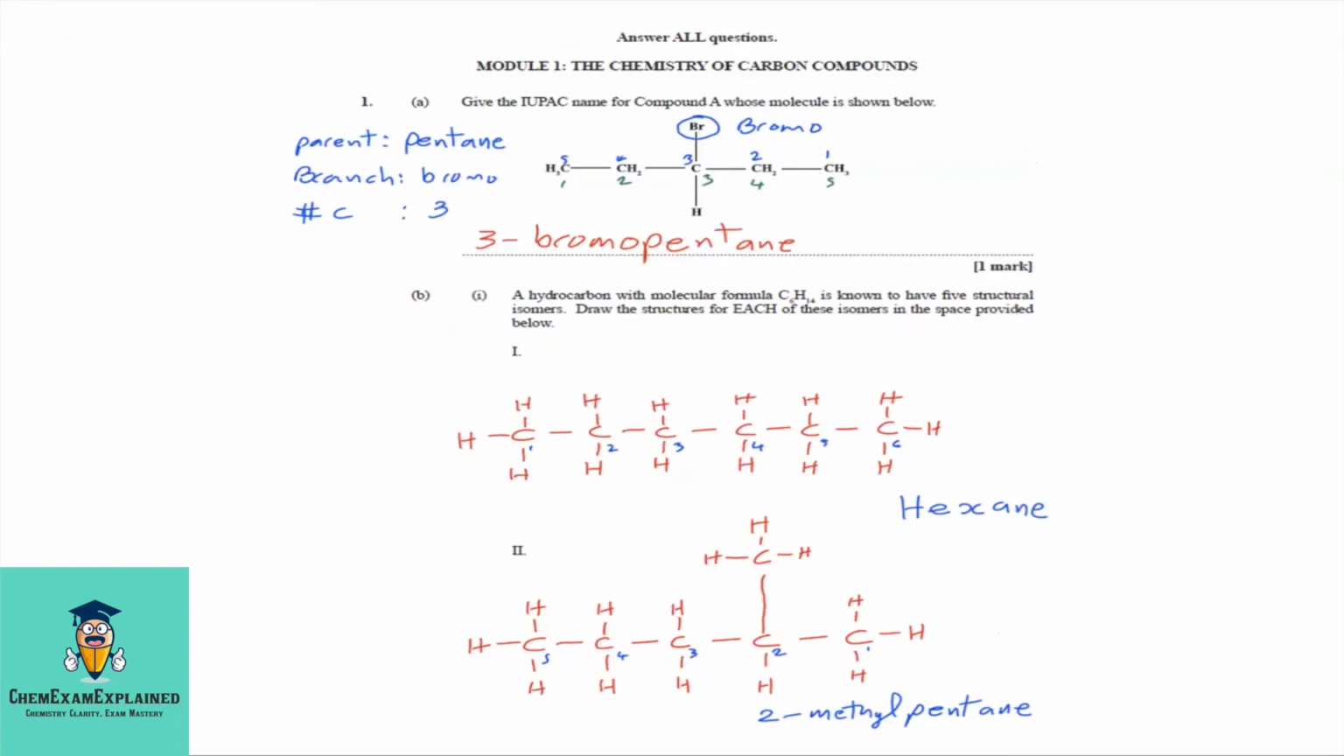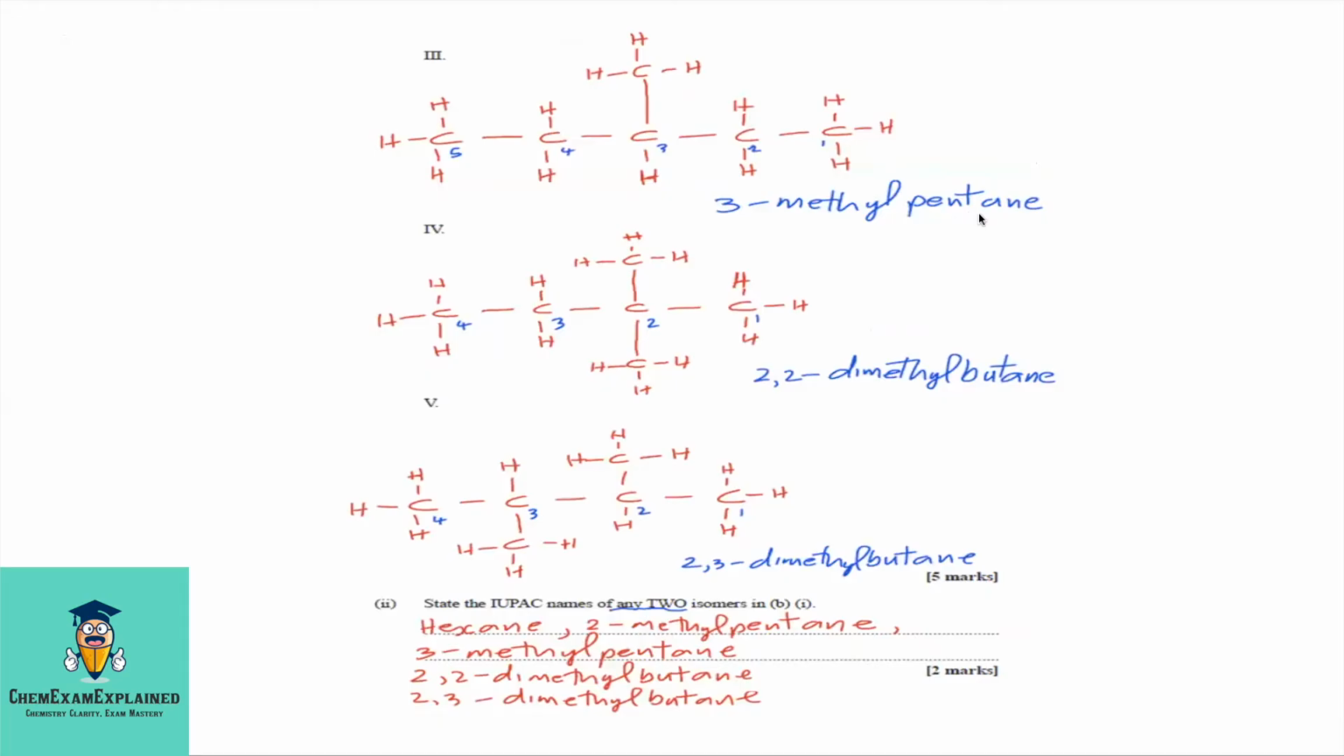So based on what we just did, you'll see that we have for part 1 here hexane, then 2-methylpentane, then 3-methylpentane, then 2,2-dimethylbutane, then 2,3-dimethylbutane. And we answered the question for part 2. State the IUPAC names of any 2 isomers in B part 1. So you could choose any 2 of the 5 isomers that we just drew.